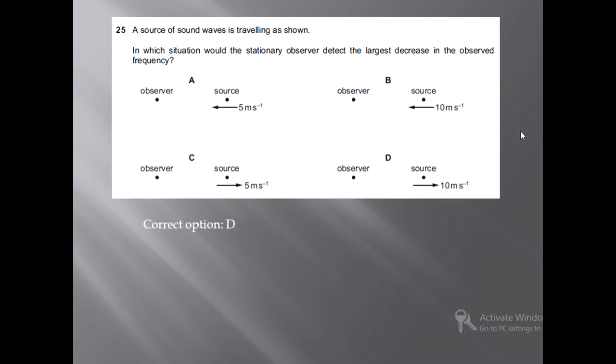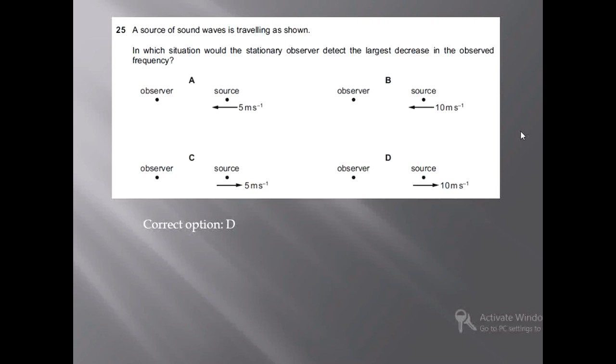Students, you might have the idea that this MCQ is based on the Doppler effect, and the formula to calculate observed frequency, that is observed frequency is equal to Fs multiplied by V divided by V plus minus Vs. What has been demanded in the question is in which situation the stationary observer detects the largest decrease in the observed frequency. One thing is very clear in this question, that we have to detect the situation in which there is going to be a largest decrease in the observed frequency.